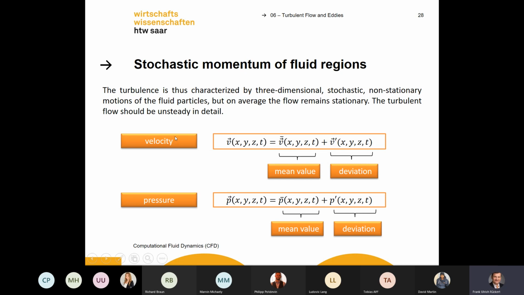Fluctuation occurs in the velocity and the momentum, but it also occurs in the pressure. If you remember Bernoulli's law and the energy balance, all the quantities that you have in the velocities, you will find again in the pressure field. So you will also have a mean pressure and a fluctuating deviation of this mean value.